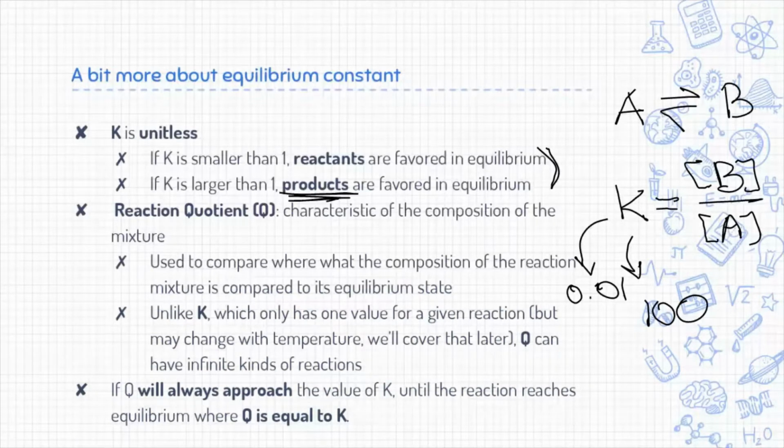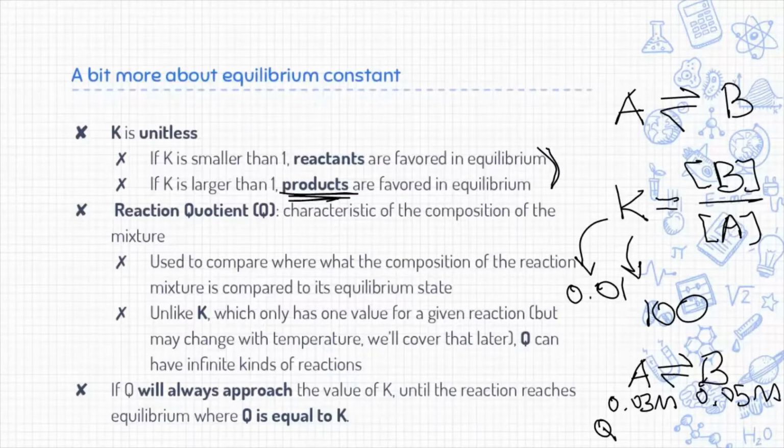Let me explain that a little bit more. So for example, if we say that at a certain given point of the reaction of A becomes B, A has 0.03 moles and B has 0.05 moles, then from the reaction quotient, we know that 0.05 over 0.03 equals 5/3. And that's basically what the reaction quotient is.